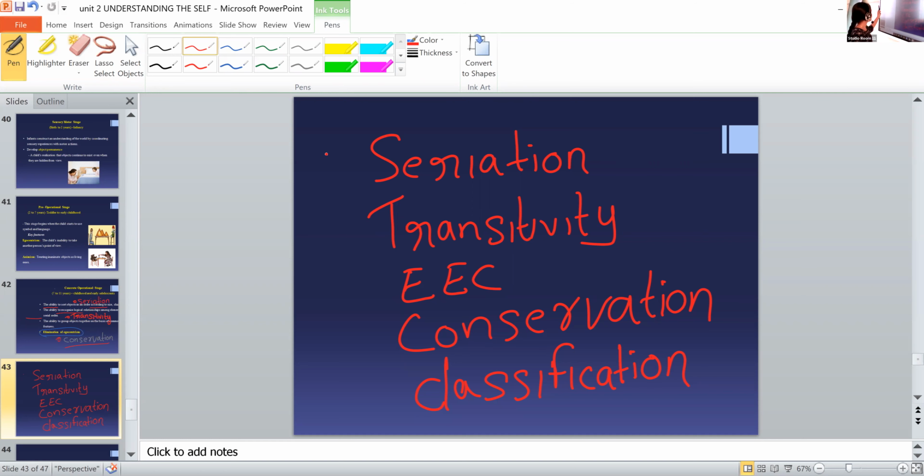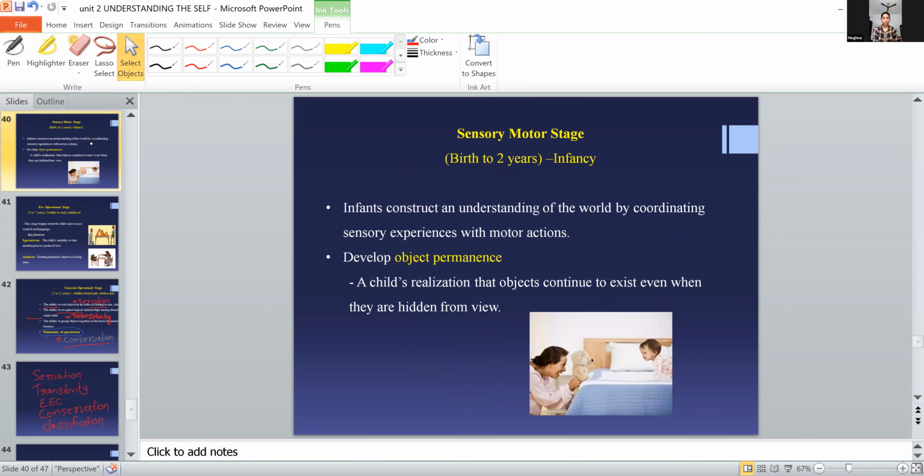So in infancy, which is developed? Object permanence. And then in the pre-operational stage? Animism. Then what is animism? Animism means children play with teddy bears and all, and consider non-living objects as living objects. That is animism.